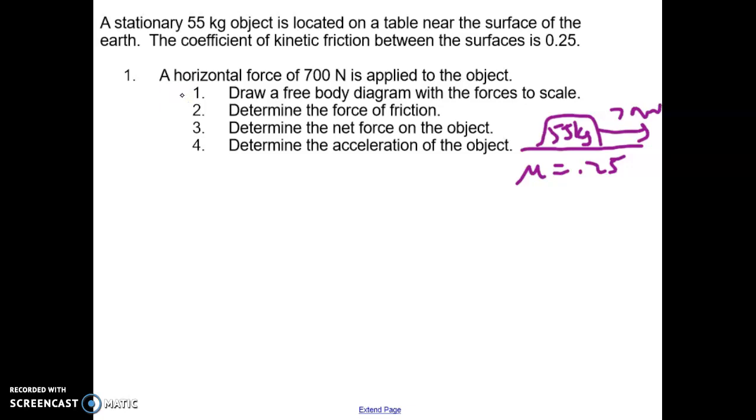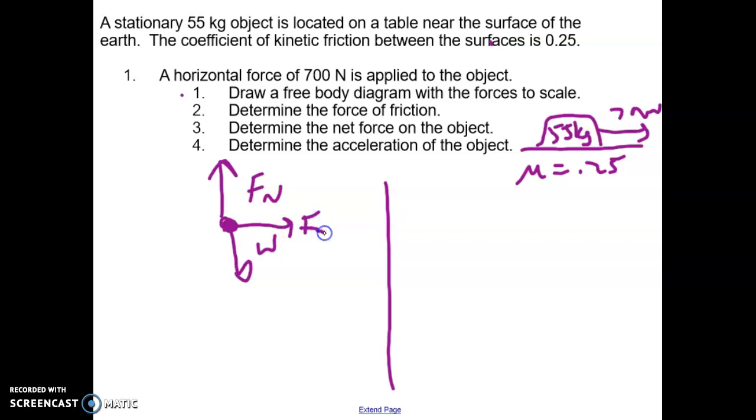A free body diagram consists of the following. Once again, we have a dot that represents the object. The first force we can look at: is there gravity? Yes, it's near the surface of the earth, so it has weight. Just like the previous problem, I'm not going to change my color. The table pushes back up with what's called the normal force. We then have the applied force, in this case 700 newtons. Then opposite that we have the force of friction.